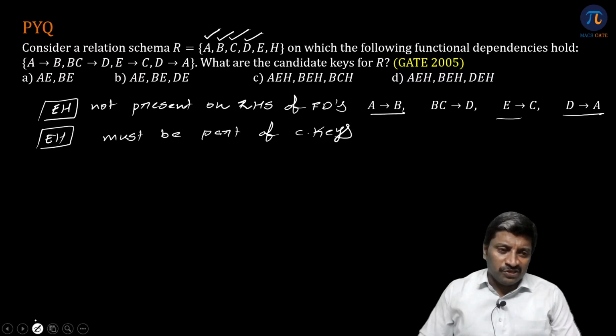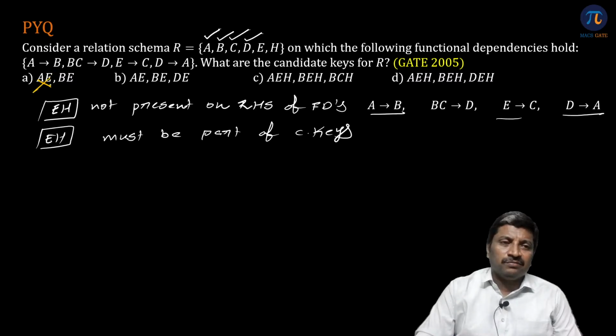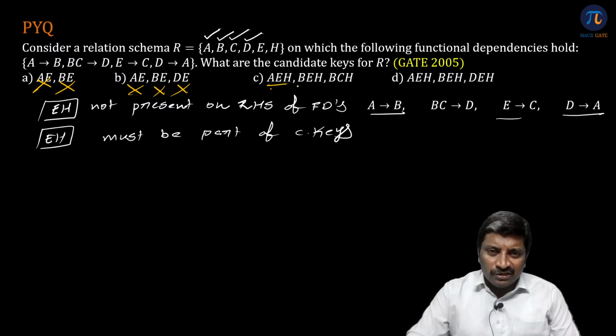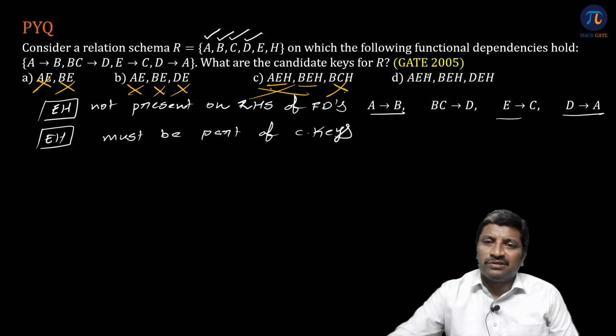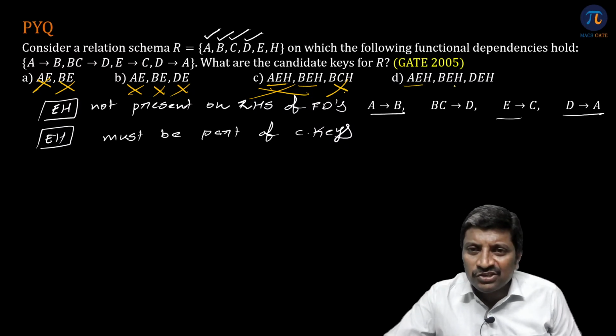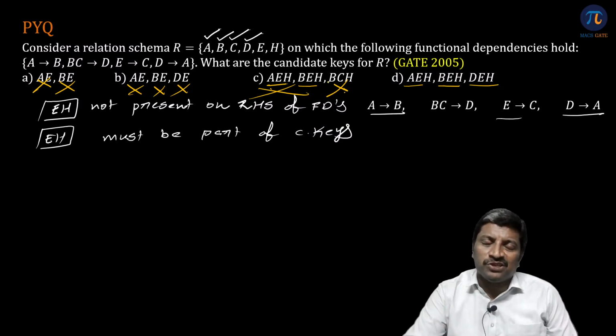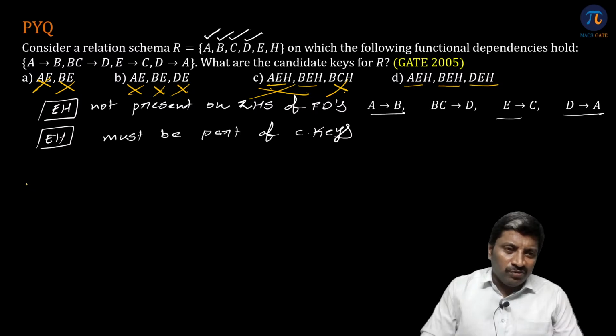Please verify the options. Here H is not there. Here also H is not there. Here H is there. So I need to try, sir. H is there. EH, yes. EH, it's not there. Since it is not correct, this cannot be correct. Here AEH, BEH, DEH. Of course, since three options were eliminated, the last one will be our answer. If you want, you can verify it.